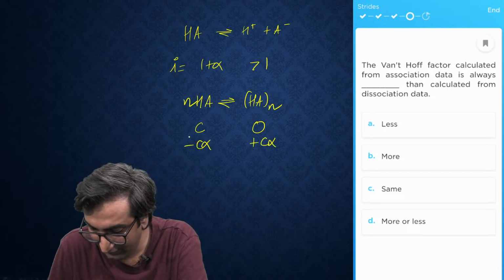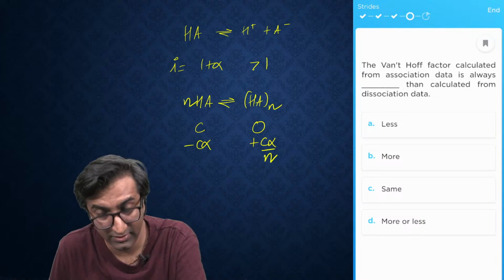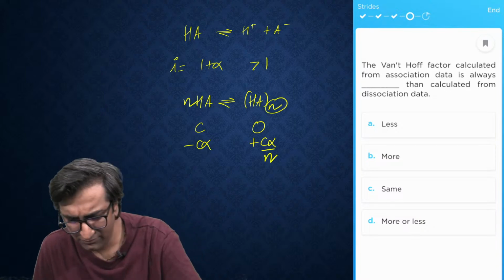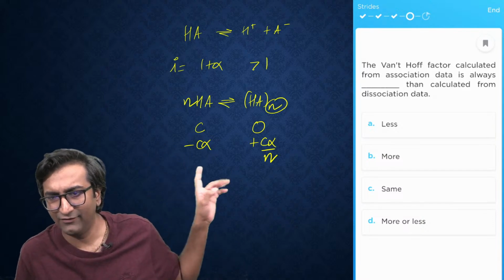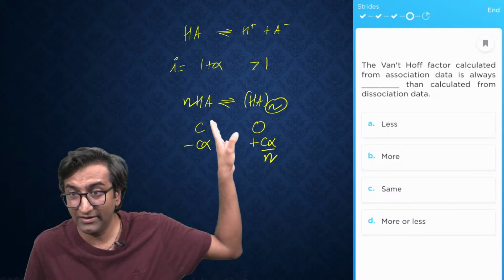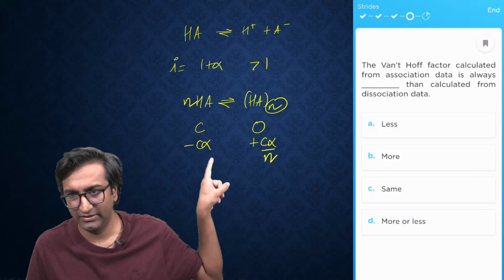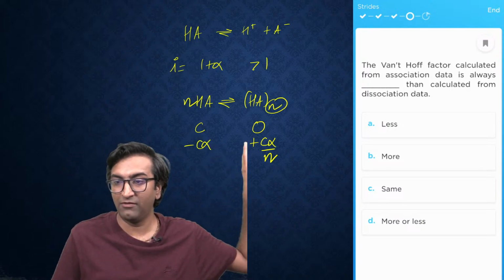It's going to be plus C alpha by N, right? Because of this N. How do I know for sure? If I take alpha as 1, then I should get this to be the number of moles finally. If I take alpha to be 1, this will become 0, meaning it will be completely removed. If I take alpha to be 1, it will be C by N.